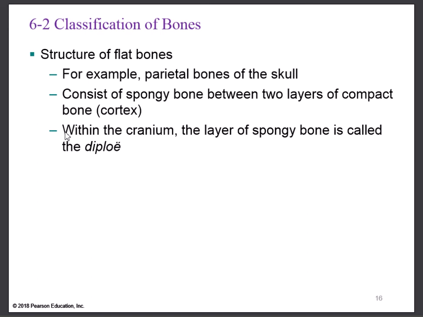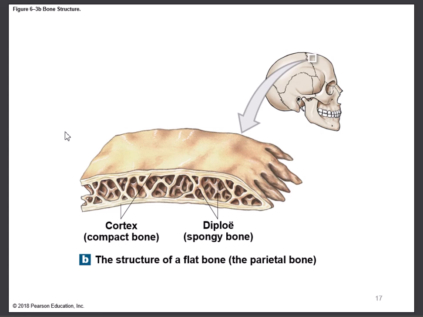So let's compare the structure of a long bone, which we just did, to the structure of a flat bone. Here we're going to take the parietal bone as an example. We take out a section of the parietal bone. The parietal bone is right over here actually. If we take a section out of it, you're going to see a thin layer of compact bone, and then a thin layer of compact bone over here. And then in the middle, we have this porous bone, which is called spongy bone.